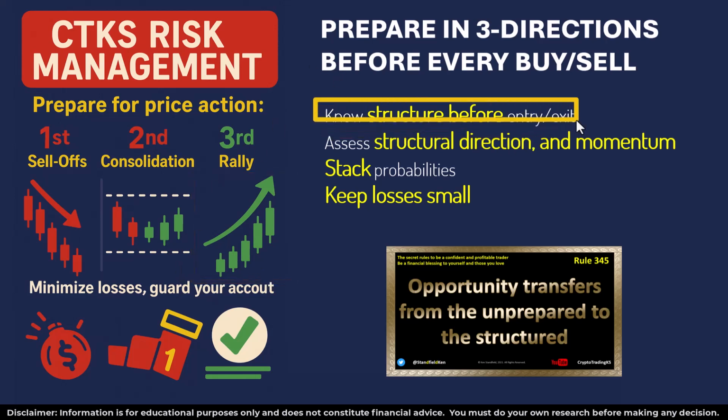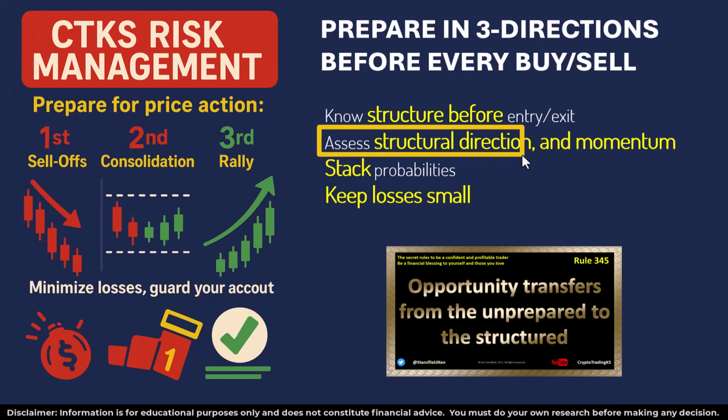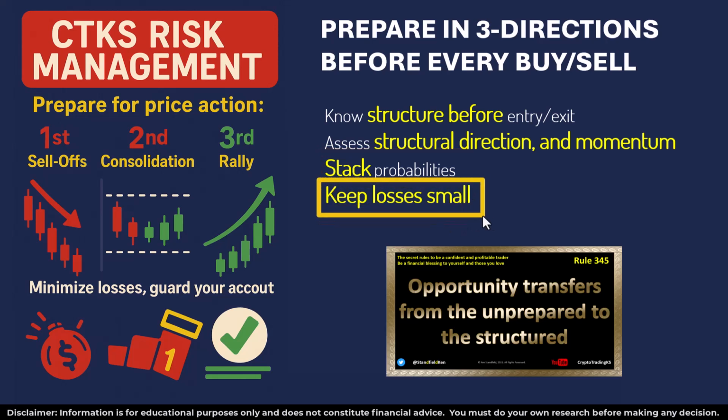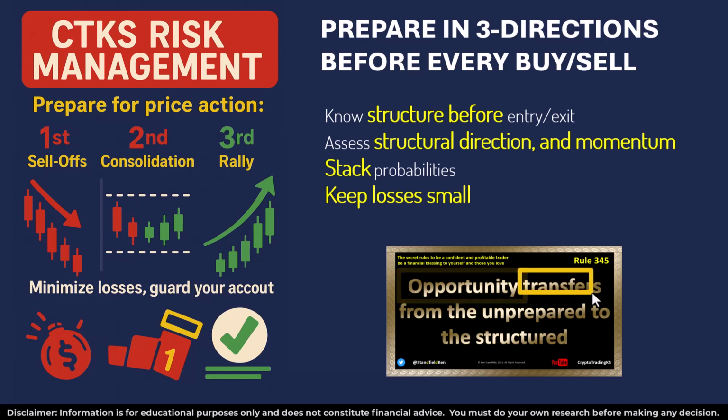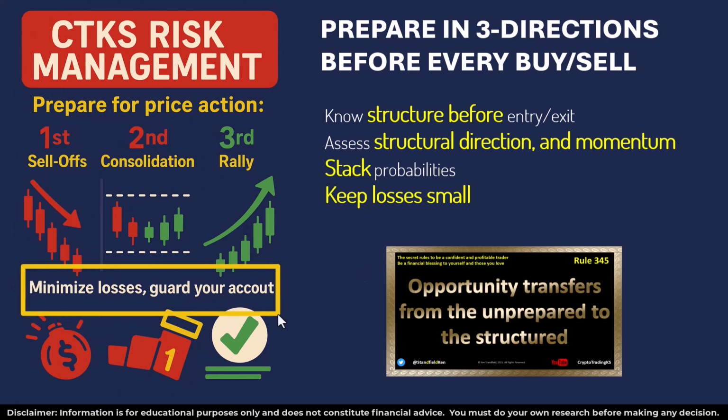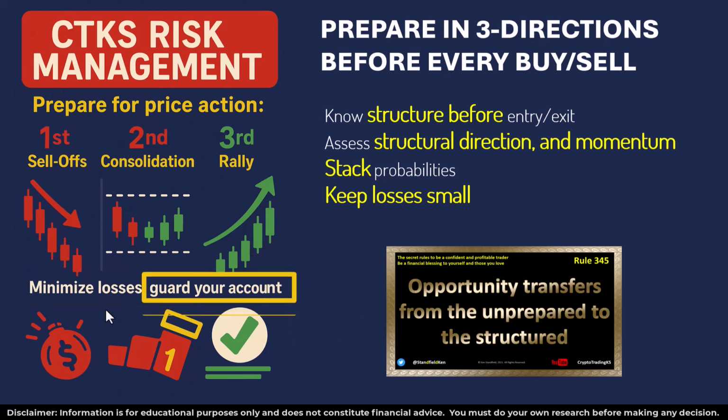CTKS traders and investors know structure before every single entry and exit. They assess structural direction and momentum. They stack probabilities across the high value charts, which are composed from the cheat sheet, and they keep their losses small. Rule 345 is a particularly good one. Opportunity transfers from the unprepared to the structured. If you have structure, you will get transfers of profit to you. What your key is, always, is to minimize losses and guard your account. It's very important that you always guard your account value.